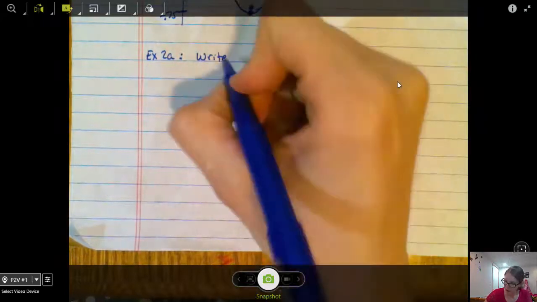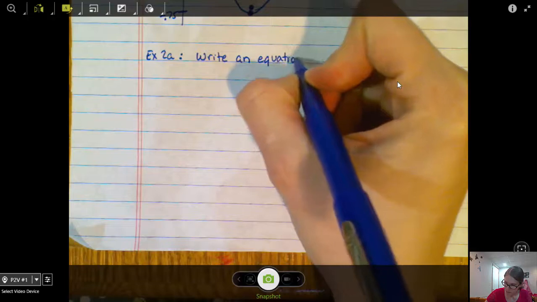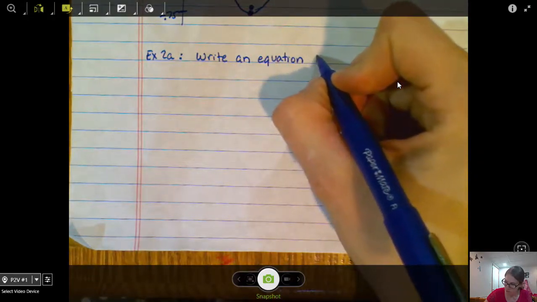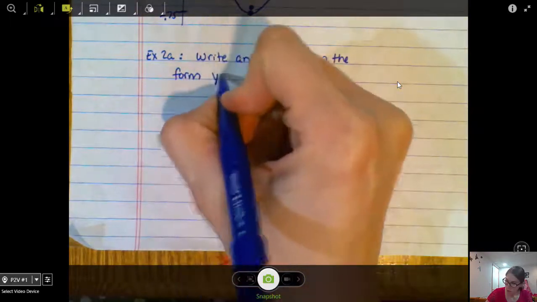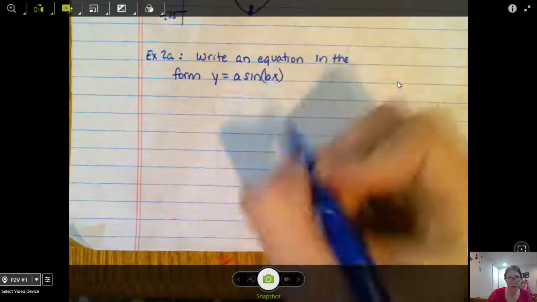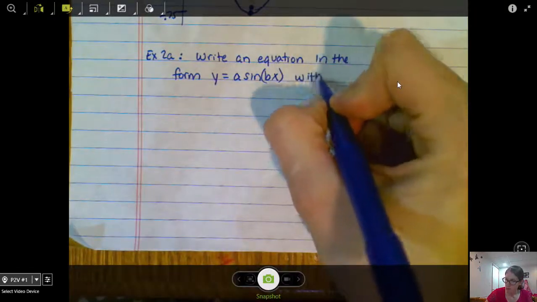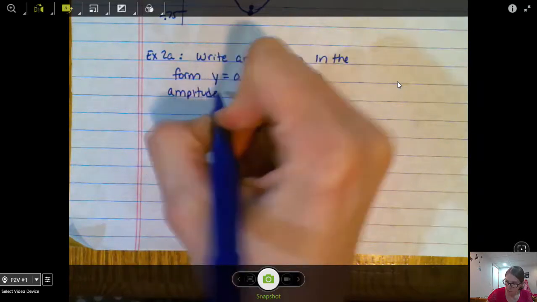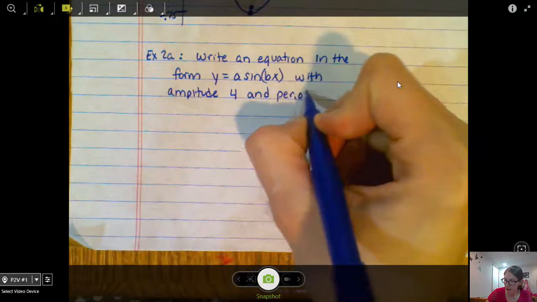For example 2a, let's write an equation in the form y equals a times the sine of bx. So in other words, write a sine function with amplitude of 4 and a period of 8.